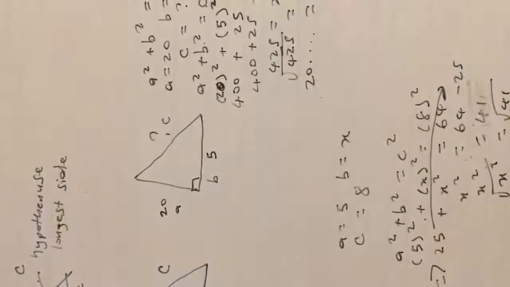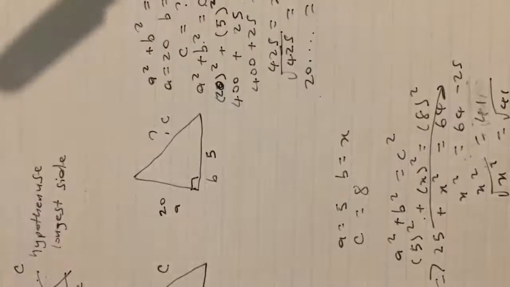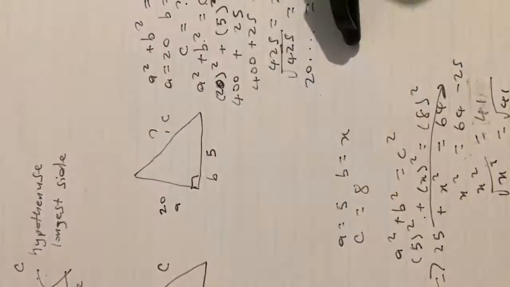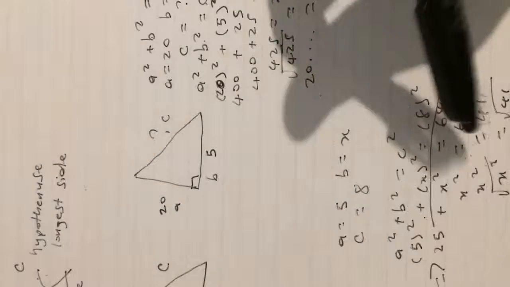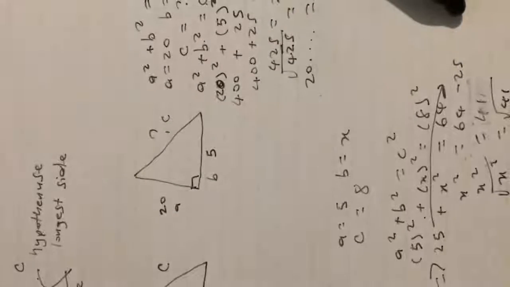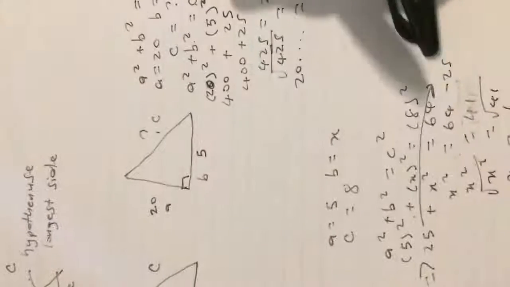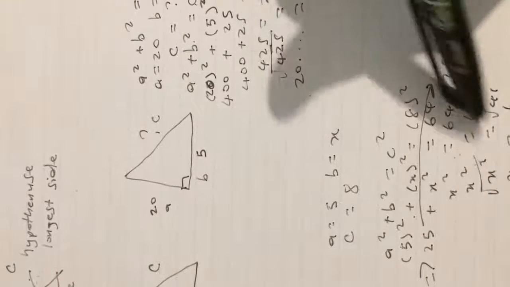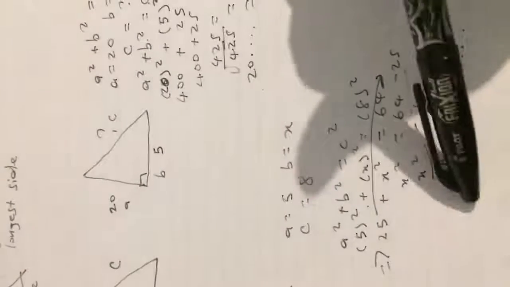But we want x by itself, so what we have to do is linear equations. We're going to bring the 25 over: numbers with numbers, variables with variables. You bring the 25 over, and because it's positive, it becomes negative 25. So now we have x squared is equal to 64 minus 25. Then 64 minus 25 is 41, so x squared is equal to 41.